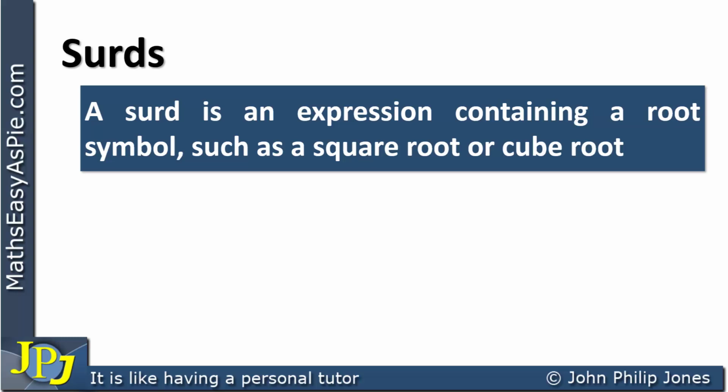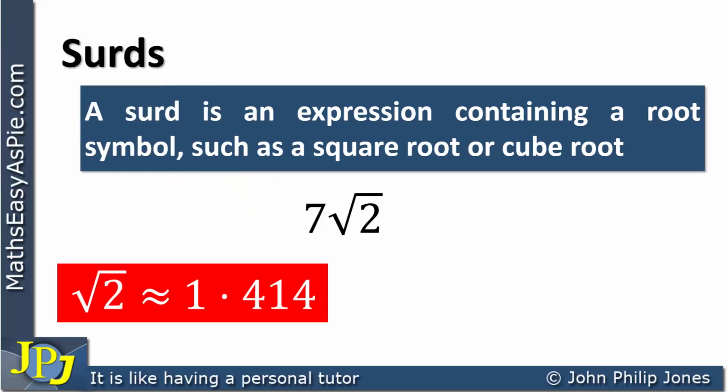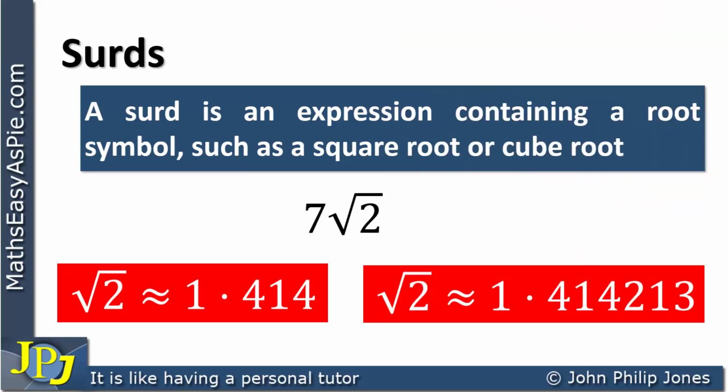A surd is an expression containing a root symbol, such as a square root or a cube root. Here's an example: 7 square root 2. Now this means the 7 is multiplying the square root of 2. The square root of 2 can be typically 1.414, or we can have more decimal places if we so wish.